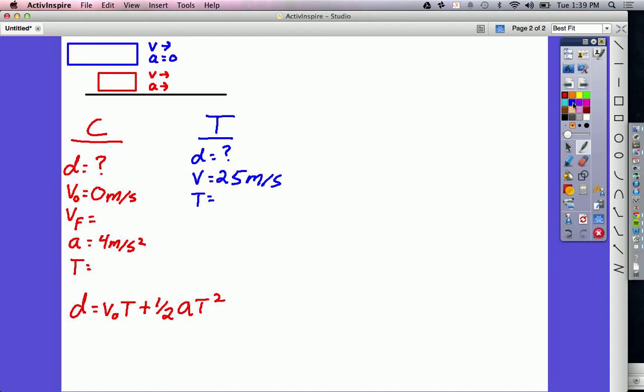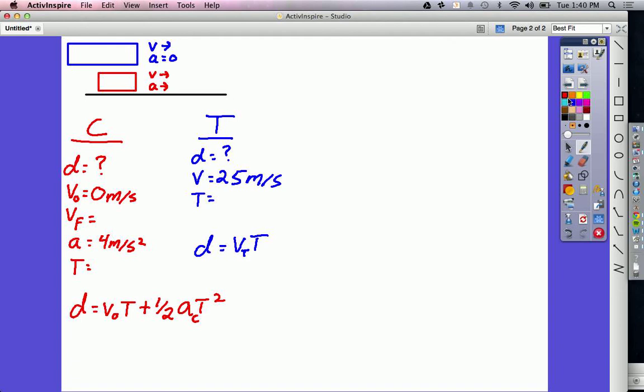And for the truck, the only equation we have for something that's moving at a constant speed is D equals V times T. Now, if you're doing this on your paper at home, what you might want to do is put a little T next to that velocity and a little C next to this acceleration to make sure that you know this is for the truck and this is for the car. I'm not going to write that every time. All my car variables are going to be in red, and all my truck variables are going to be in blue for the rest of the problem.